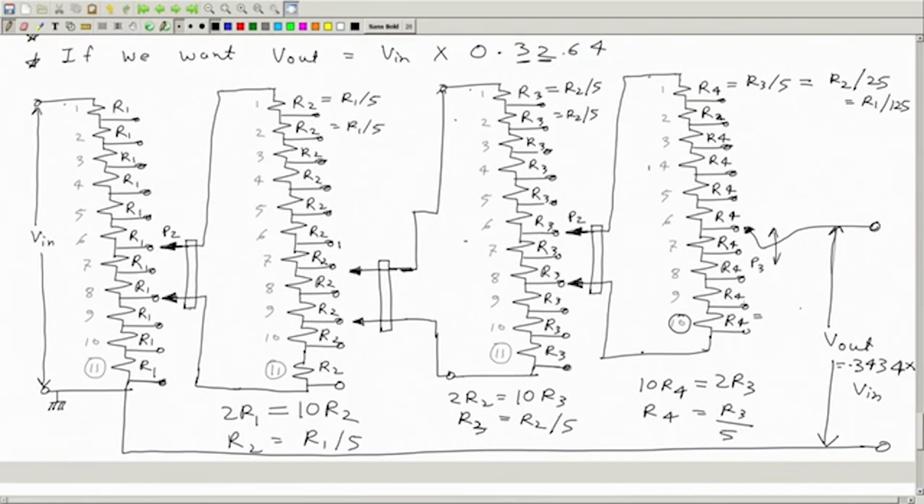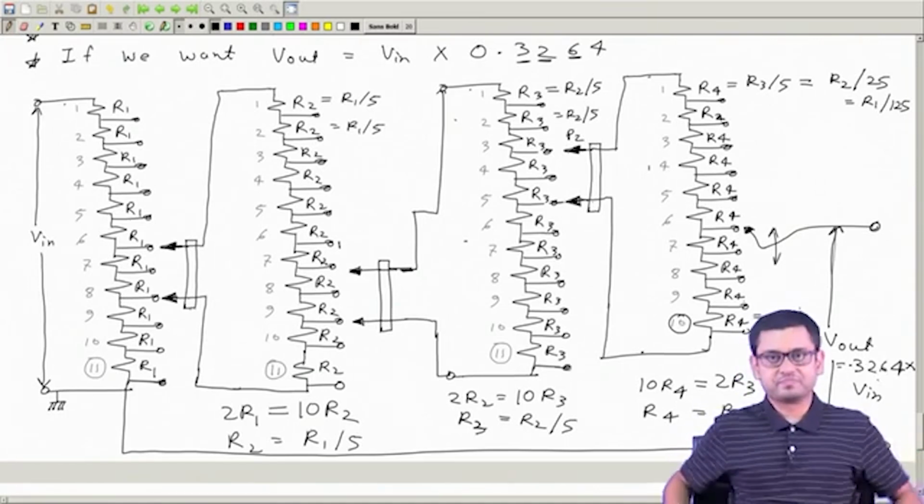Then next is 0.006. So this should go after 1, 2, 3, 4, 5, 6. It should come here. 1, 2, 3, 4, 5, 6. So we do it. Fine. And okay, so we got 0.06 done. Then 4. That means this should come after 4. 1, 2, 3, 4. Okay, it's already there. So that's great. So now we actually have what we wanted, 0.3264 times V in. So we are done. Thank you.